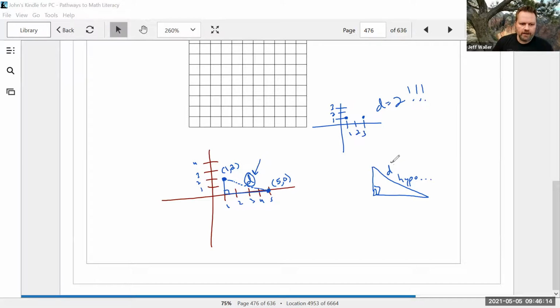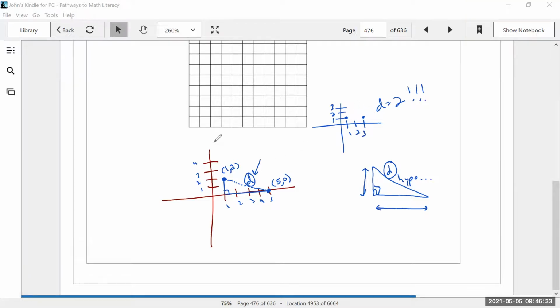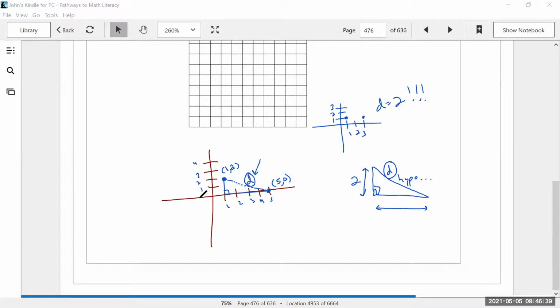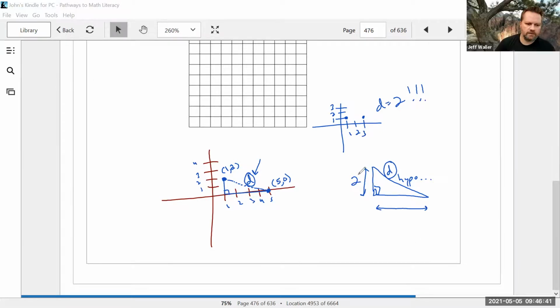Now, how would I find out this length? What would I have to know about these two? I have to know those lengths, right? What is this length on the graph? Why is this easy? Because it's like this, isn't it? Yeah, it's 2. And what's this length? 5. Careful. 4. Yes, it doesn't start at 0, it starts at 1. Everybody see that?